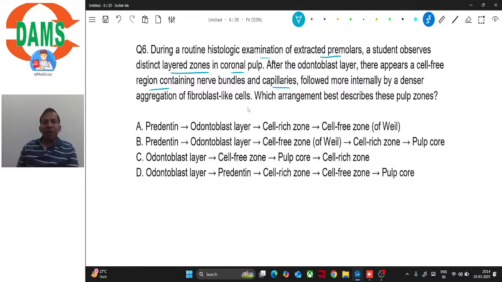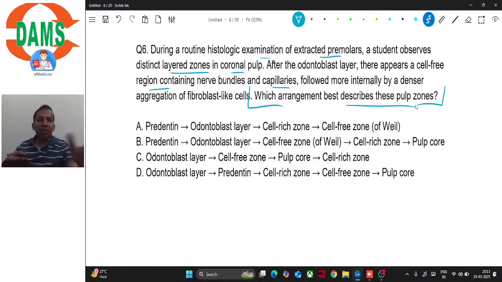So basically, when you look at this question, what you would realize is that only the last part is sufficient. Which arrangement best describes the pulp zones? Even if you had read only this last part, you would be able to answer this question. Sometimes it happens that most of the question is made up of sentences that are not important, but the last part would help you to answer the question, right? So whether we read this initial part or not, that would not make any difference, right?